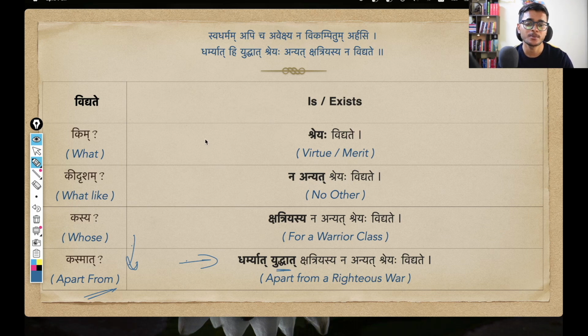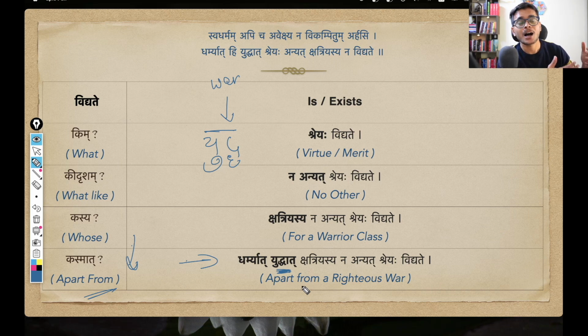So, yuddhat is coming from yuddha, and yuddha means war or battle. And yuddhat is just the Panchami Vibhakti of this same Pratipadika. So, when we take this pada alone, yuddhat kshatriyasya na anyat shreya vidyate, it means that apart from fighting a war, for a warrior class, no other virtue exists. So this only conveys half the information. Actually, this conveys a misinformation.